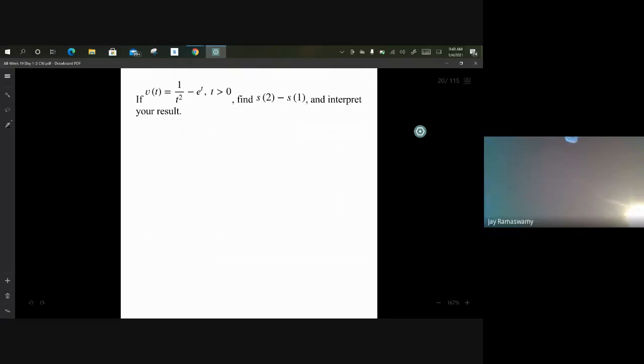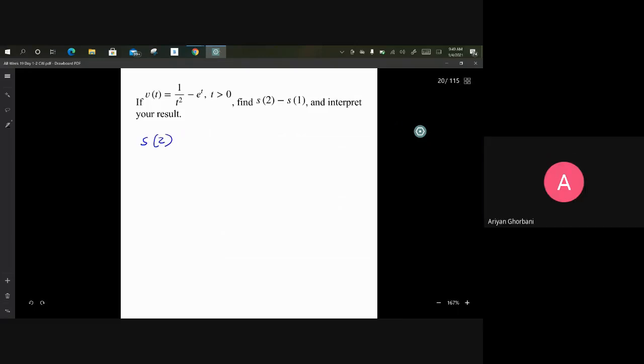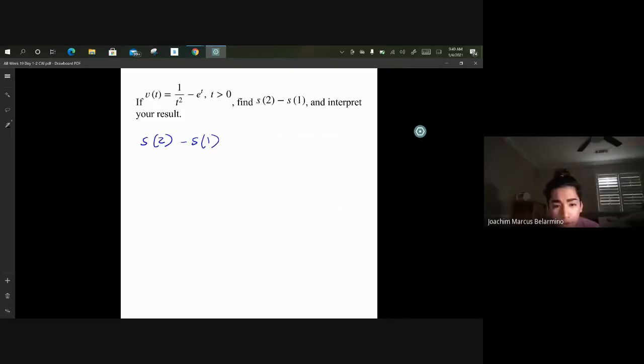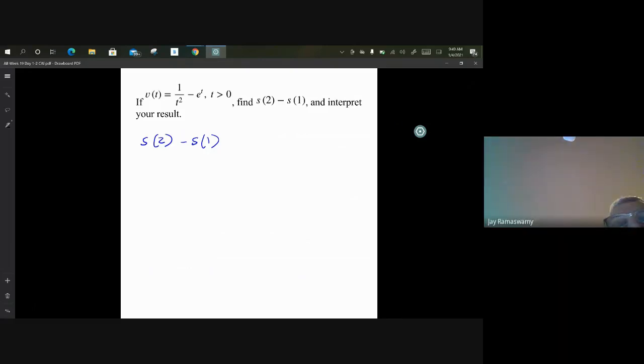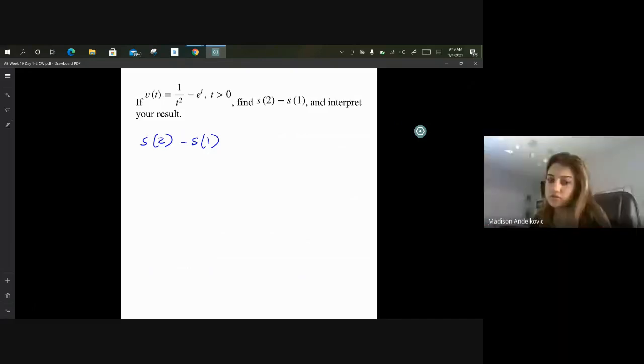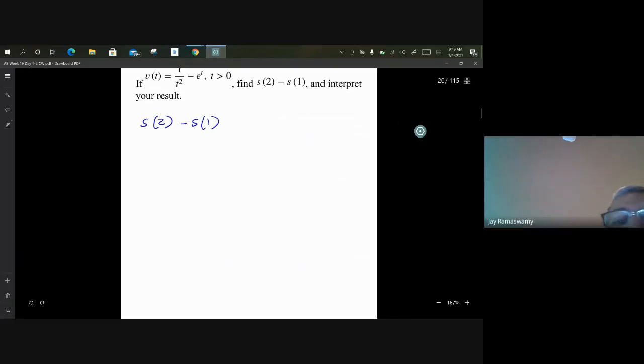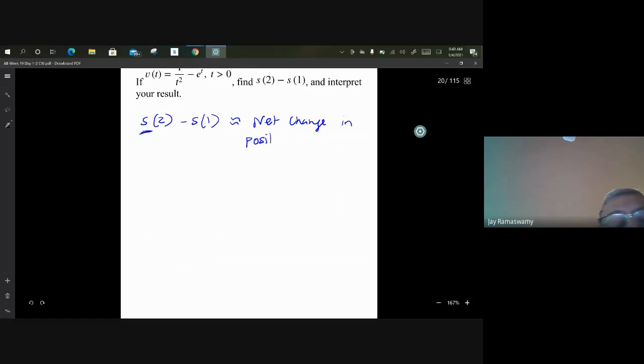We're on page 20. Again, I'm forcing you to make connections. It says find S of 2 minus S of 1. Hey, smart kids, what is that indirectly? The displacement from 1 to 2. Or you can also say it is the net change in position. Okay, interpret literally. It says interpret your result. We'll do that in just a second. So it is the net change in position. You don't have to overthink it. It's S of 2 minus S of 1.